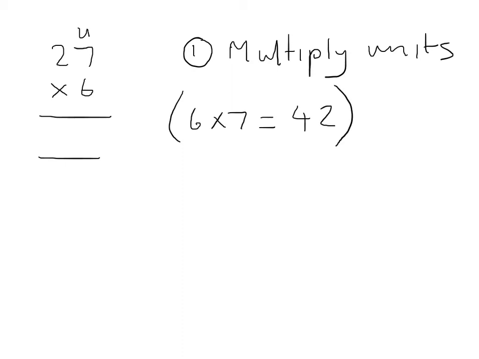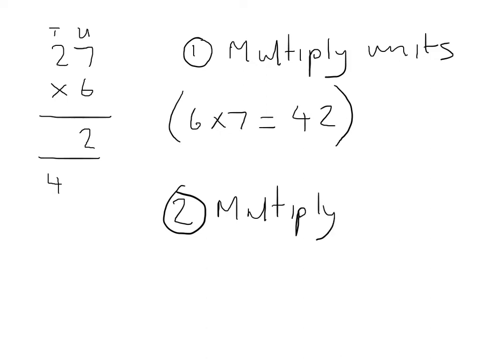So that's my first step. I've multiplied my units. Now my 42 is made up of 4 tens and 2 units. I put my 2 in my units column, and underneath in my tens column I put my 4 tens. So that's step 1, multiplying my units. Step 2 is multiplying my tens.